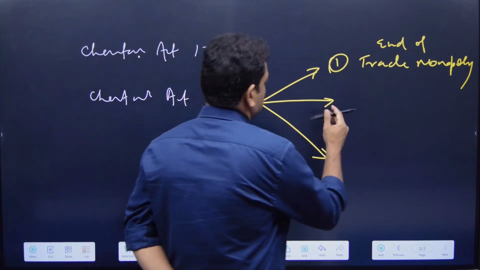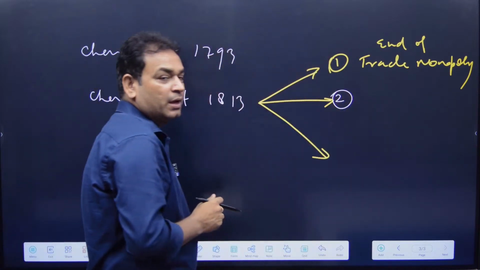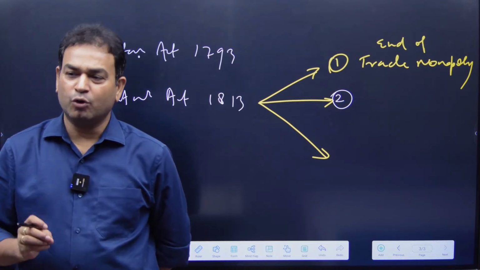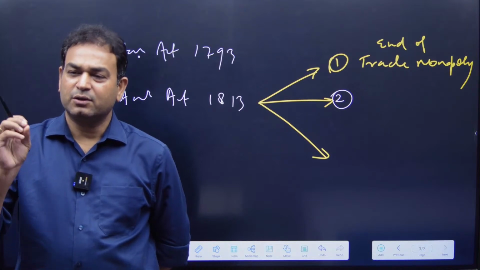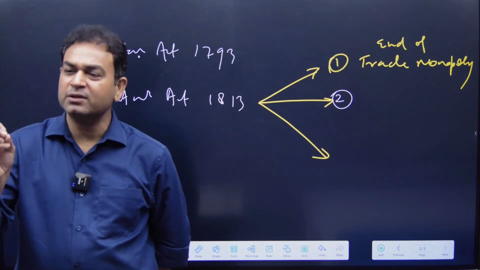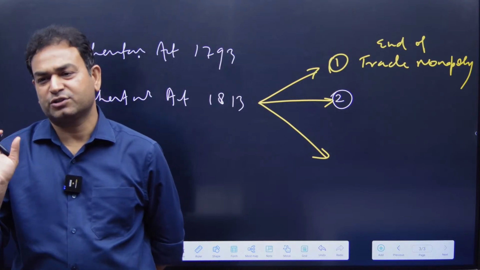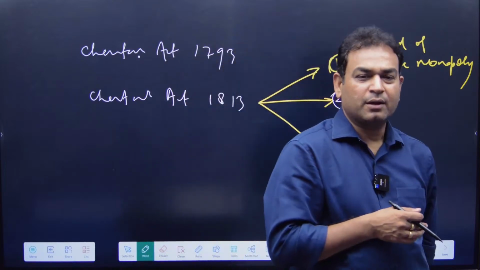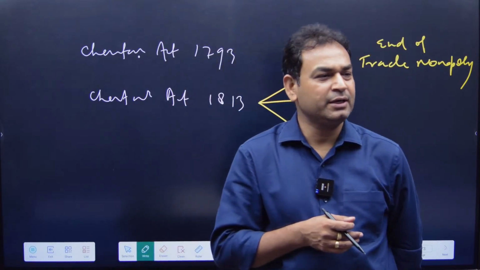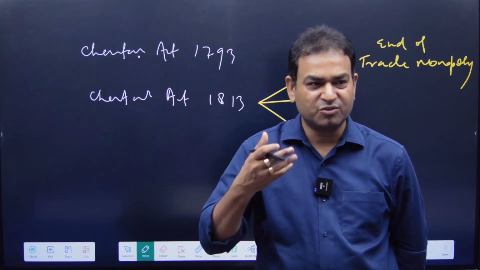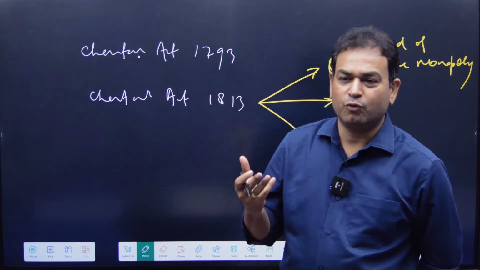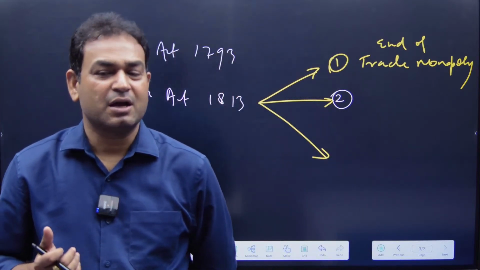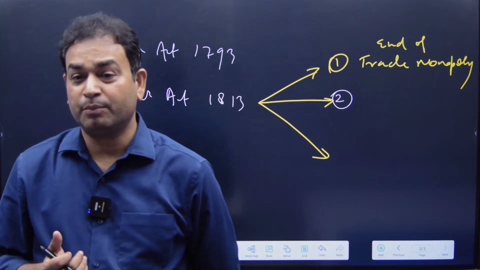Secondly, for the first time the East India Company declared a spend of 1 lakh rupees for education. First time, because they wanted people with Indian blood but British thinking. They wanted the brain of Britishers, and that can be done by teaching them English.